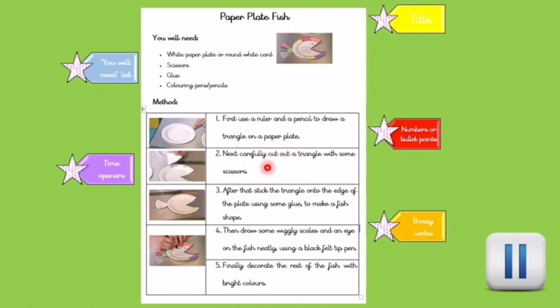And the final part of our instructions that we have got here is adverbs. We looked at these again yesterday as well, and they just add a little bit more detail to the instructions. So it tells you how to do something. So for instance, if we look at this one, it says, then draw some wiggly scales and an eye on the fish neatly. So that one tells you that when you're drawing the eye on, you need to make sure you do it really neatly, and it gives you just a little bit more information.